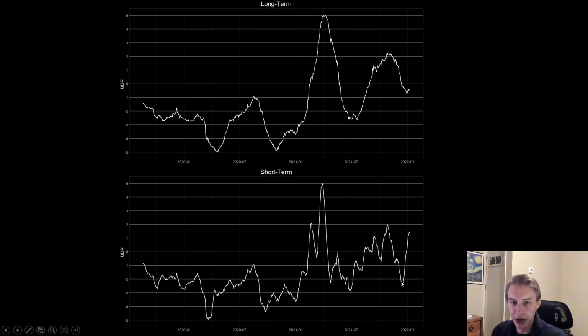I would imagine that more of this move has already happened than is left to go in the short term, just looking at this. But that's not financial advice. You should make your own interpretation of this, your own opinion. That's just what I'm seeing in this data.